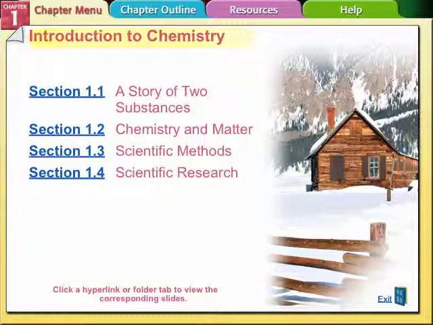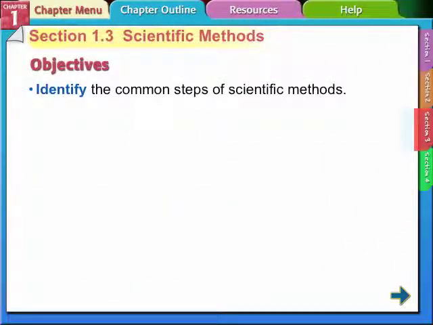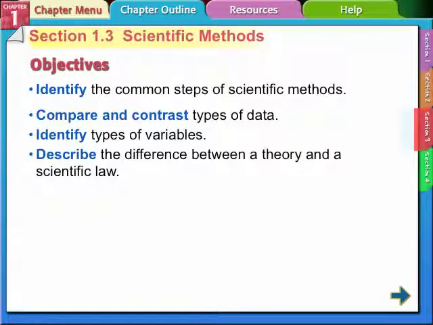We're now going to take a look at scientific methods, and following this, we'll deal with scientific research, but this section is going to be strictly scientific methods. This probably is the most important section that we're going to take a look at. We want to identify the common steps of scientific methods. We're going to compare and contrast types of data. We're going to identify variables. And we're going to describe the difference between theory and a scientific law.